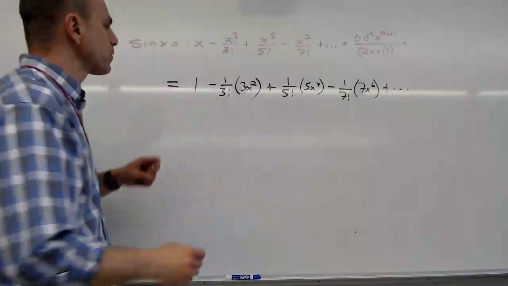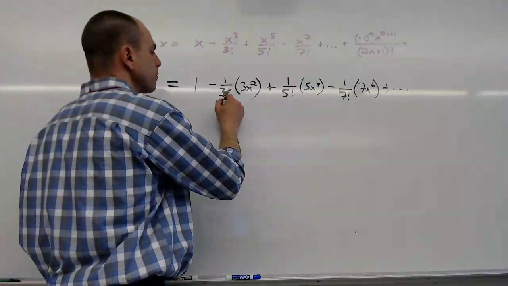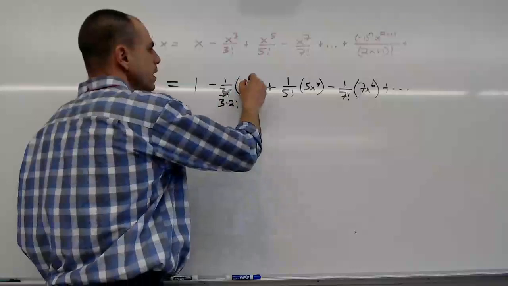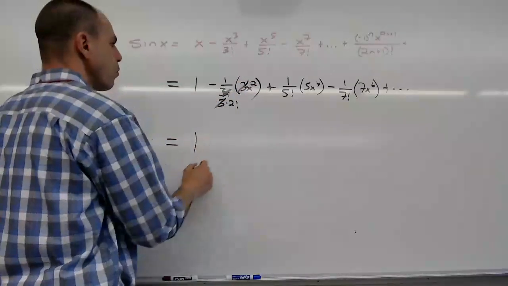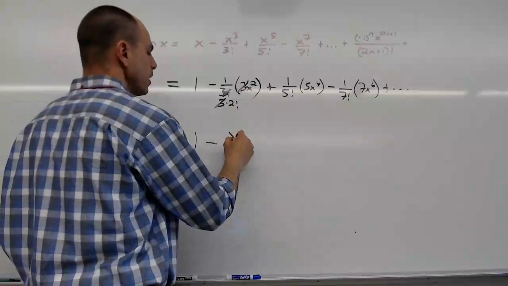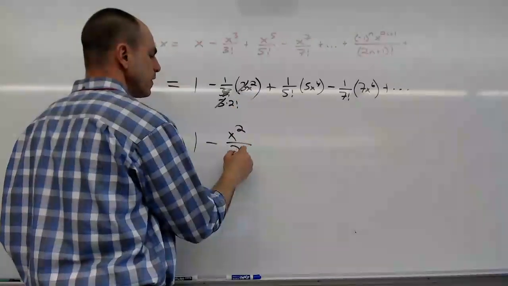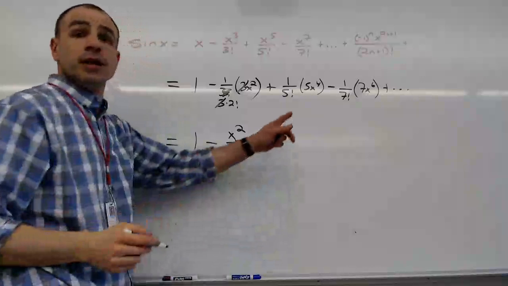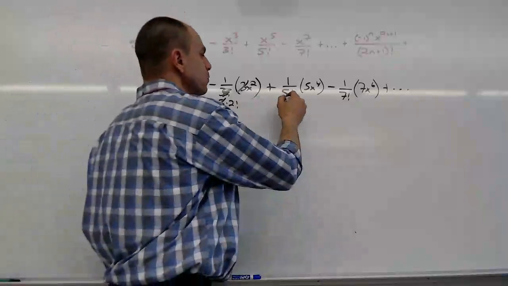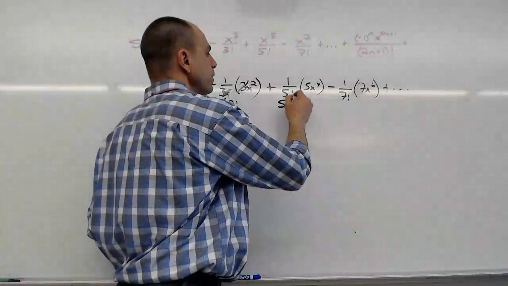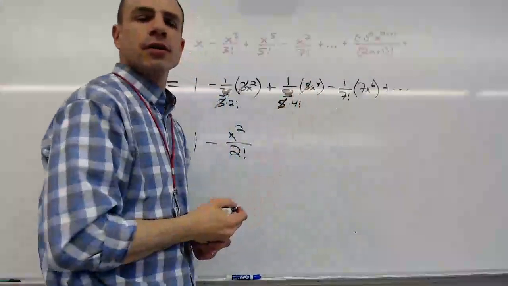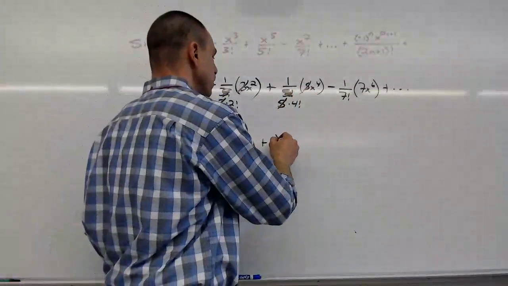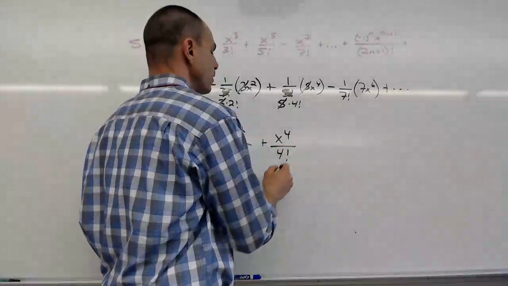1 over 3 factorial. 3 factorial is really 3 times 2 factorial. And this 3 and that 3 eliminate each other. So what do we end up having? 1 minus x squared over 2 factorial. Take a look at this term. 5 factorial, that's 5 times 4 factorial, right? But the 5s eliminate each other. So we have x to the 4th over 4 factorial.